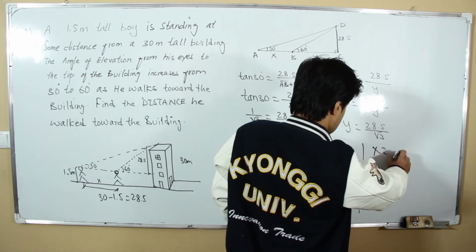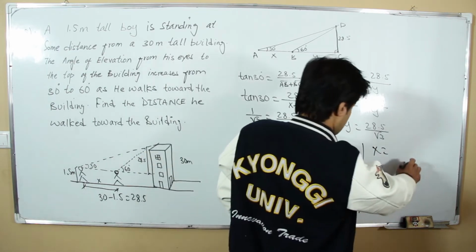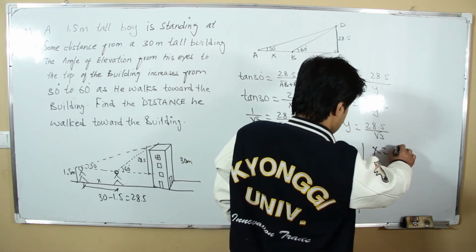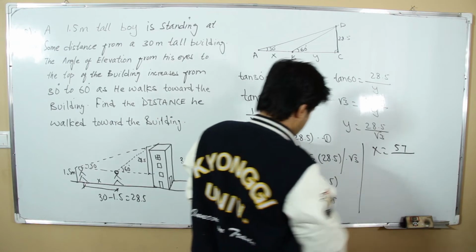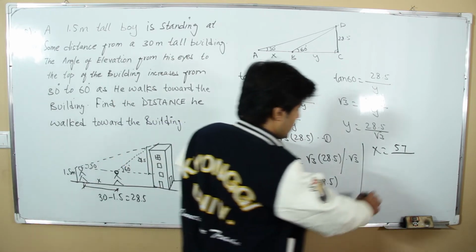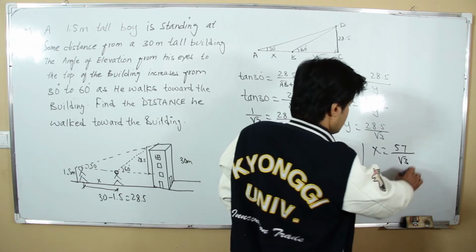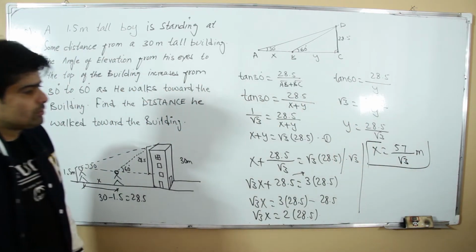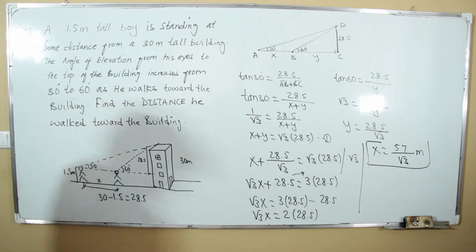So you will have 2 times this one, it's I think 57. Am I right or not? Yes. And divided by root 3 meter. This is the value that we found. Write it, please.